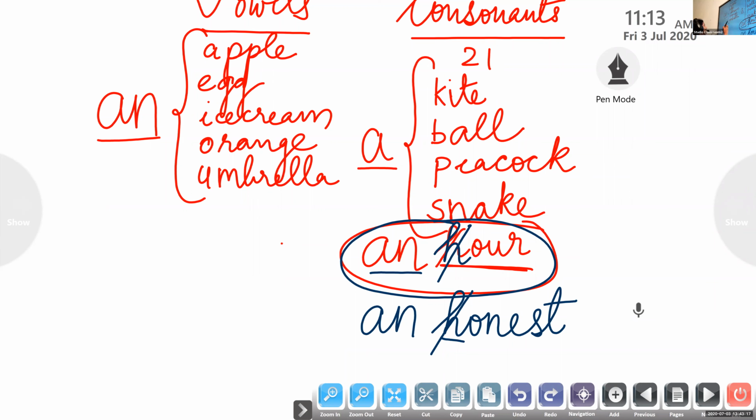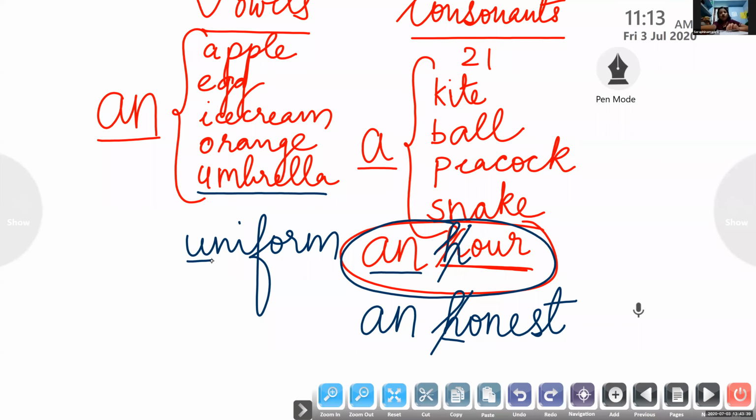In this case, a word like umbrella is okay, but there are certain words which start with a vowel but have the sound of a consonant. For example, uniform. Here the word starts with U, a vowel, but it has the sound of Y-U. Have you all understood? So we have to use A before the word. These are exceptions to this rule.